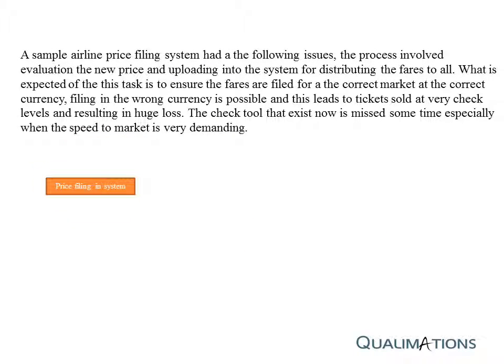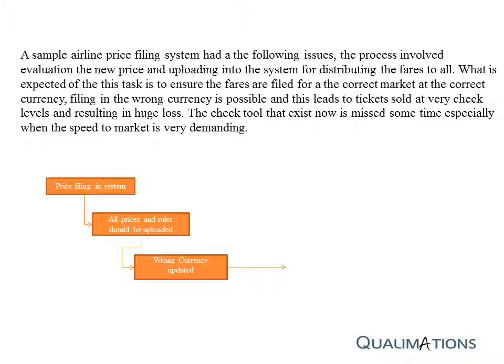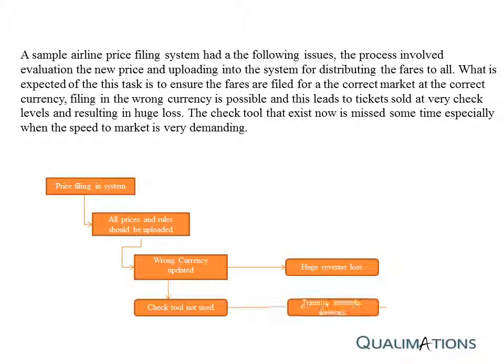Consider an example of an airline industry where an airline price filing system has the following issues. The process involves evaluation of the new price and uploading into the system for distributing the fares to all. What is expected of this task is to ensure the fares are filed for the correct market at the correct currency. Filing in the wrong currency is possible, and this leads to tickets sold at very cheap levels and resulting in huge loss. The check tool that exists now is missed sometimes, especially when the speed to market is very demanding.